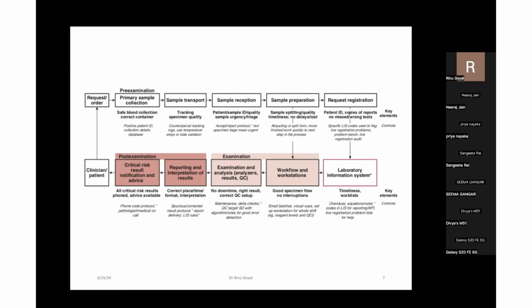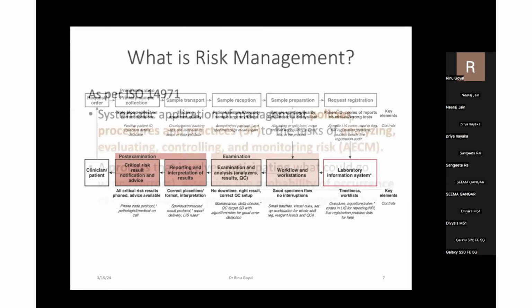So what we are doing is that we are already putting some existing control measures in place so that the activities happen in the desired way, what we want. So this is a good laboratory practice.